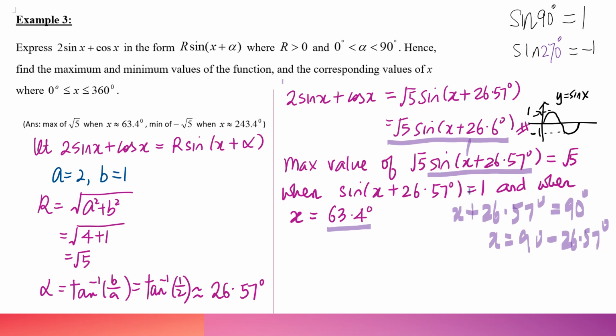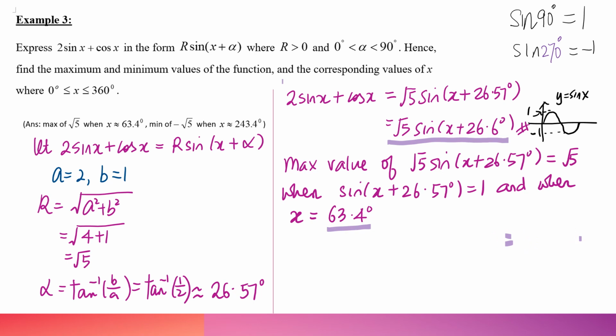Okay, do you understand? If you don't, then please watch this slide a few times. Okay, so with that kind of understanding, we can go on to find the minimum value. So what do you think will be the minimum value of square root 5 sine bracket x plus 26.57 degrees?